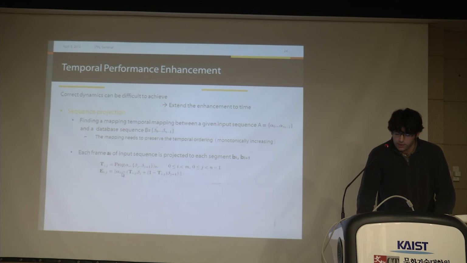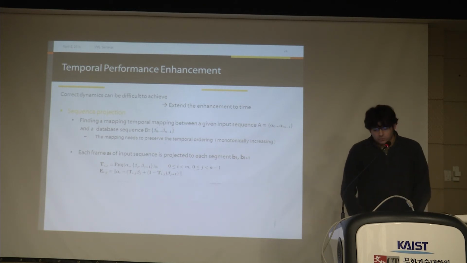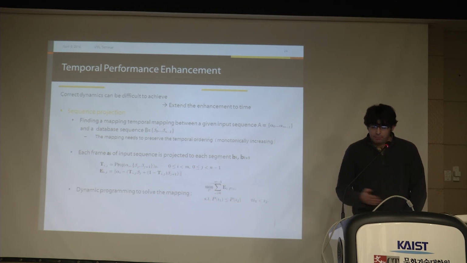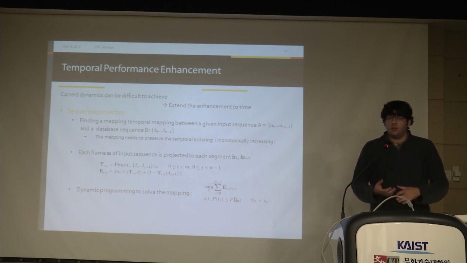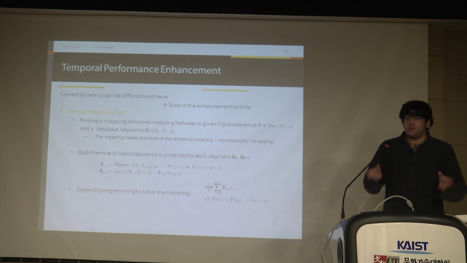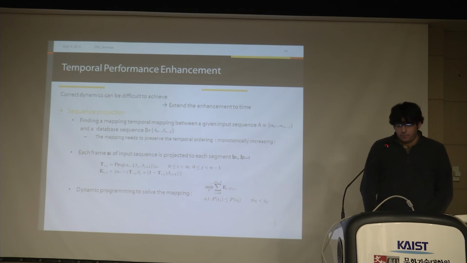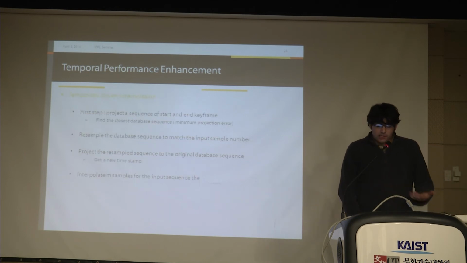So this is the original frame. This is the weight that we computed. And then this is a linear combination between these two. So this is an error, right? So now to solve the mapping, we just need to find the mapping that minimizes the whole projection error over one sequence, right? So this is given that you already have two sequences. So the only problem that remains is how to find out which is the best sequence in the database.